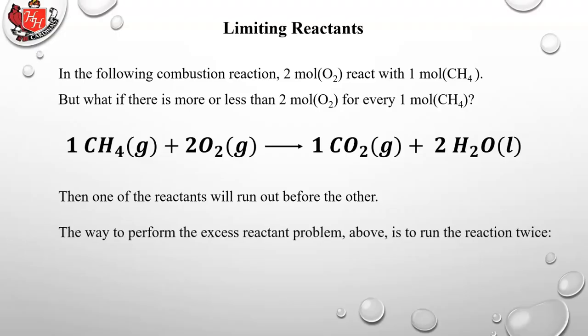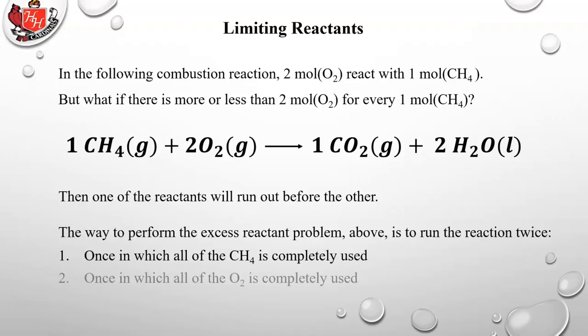The way to perform the excess reactant problem above is to run the reaction twice. So we're going to do it the first time when we use all of the CH4, that's completely consumed. The second time we're going to run it when all of the O2 is completely consumed.